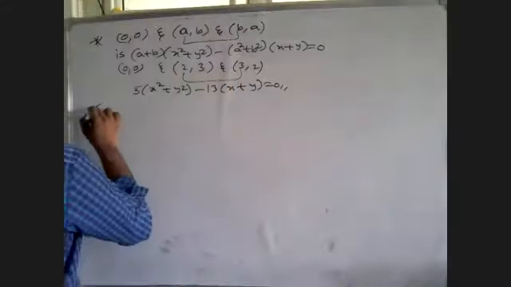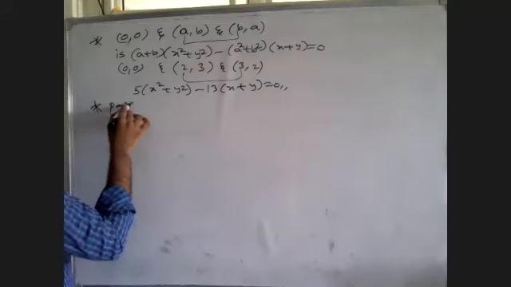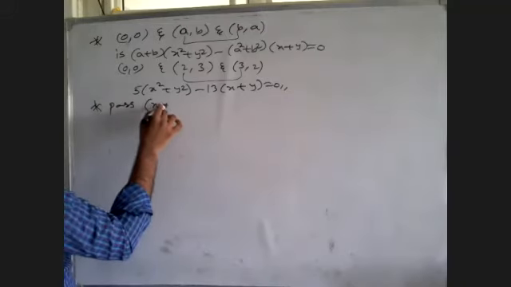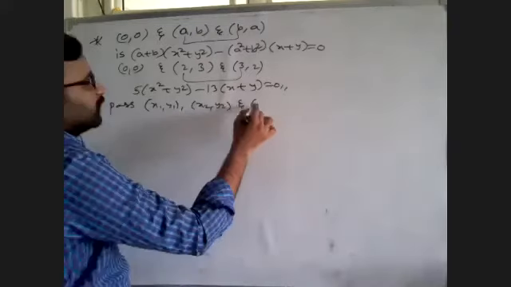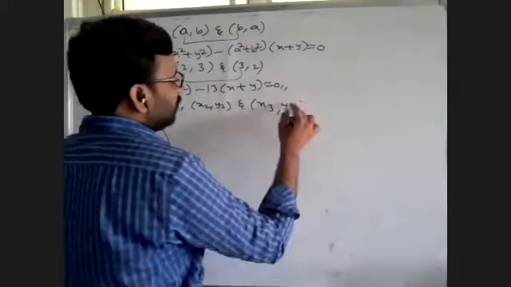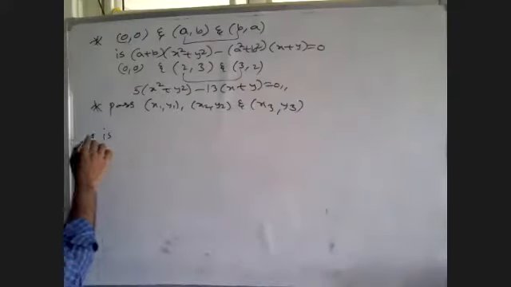Next, the equation of the circle passing through 3 points (x1, y1), (x2, y2) and (x3, y3). This one will be a bit long.